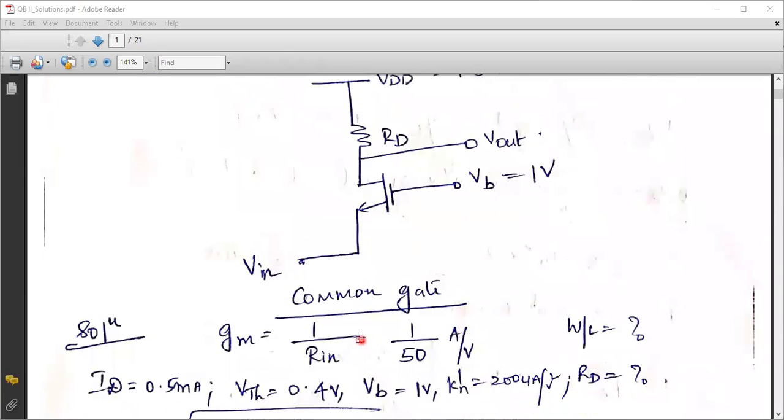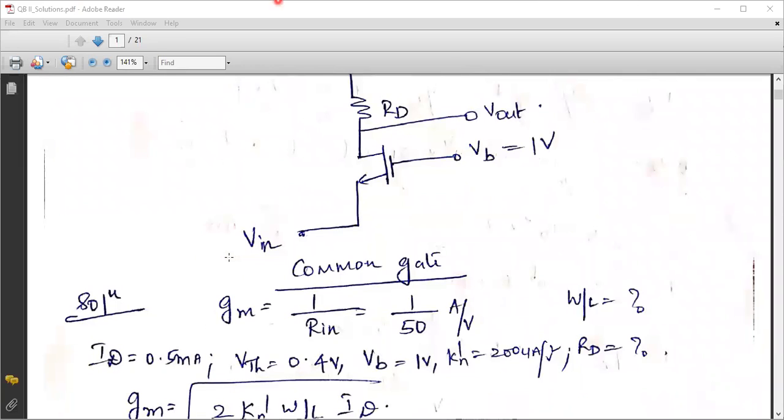As far as a common gate configuration is concerned, the transconductance is nothing but the reciprocal of the input resistance. Transconductance is the reciprocal of input resistance. This we have already derived in the second module. Or the input resistance is the reciprocal of transconductance. We have the expression for the input resistance of a common gate, that is Rin is equal to 1 divided by gm.